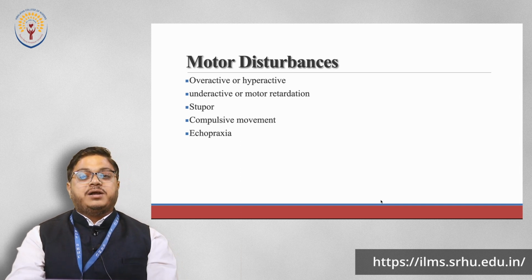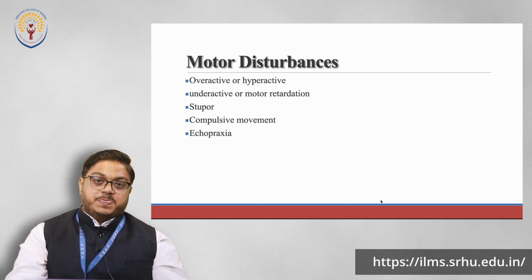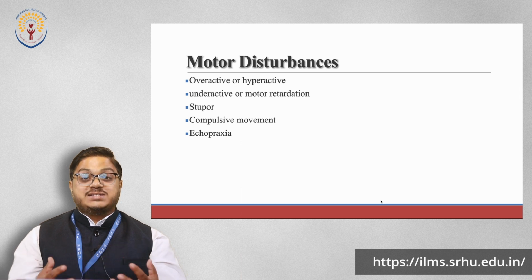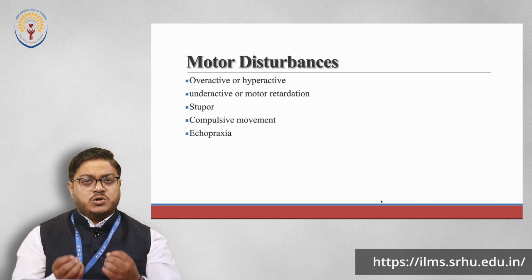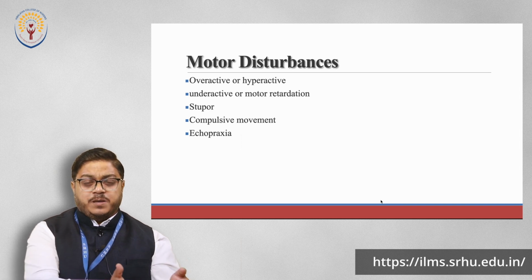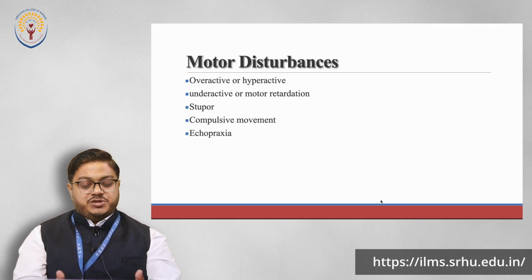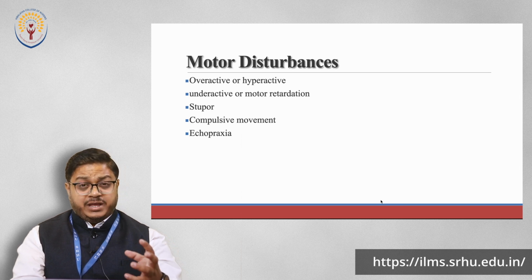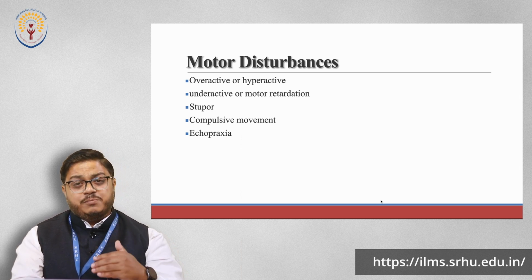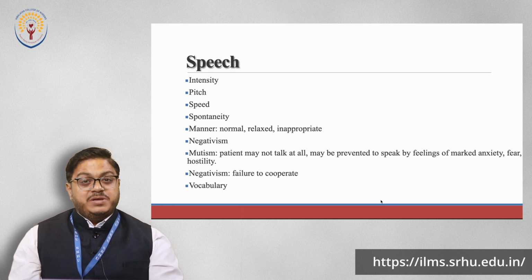So this is component number 2 that assesses these motor disturbances. Now again, do we need to ask any type of question to observe this, to analyze this? No, it is all based on observation. So the first component is observation, the second component is also observation. Third component, we can also observe the gait and posture movement and all those things, right? Now let's move to the third component, that is speech.